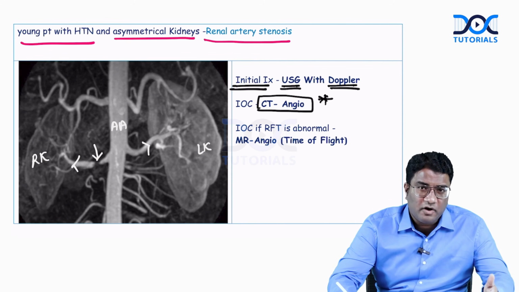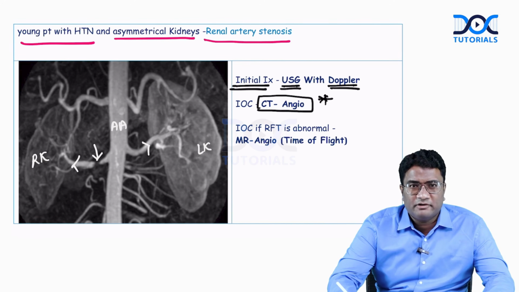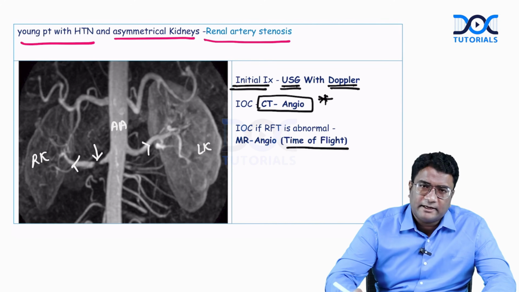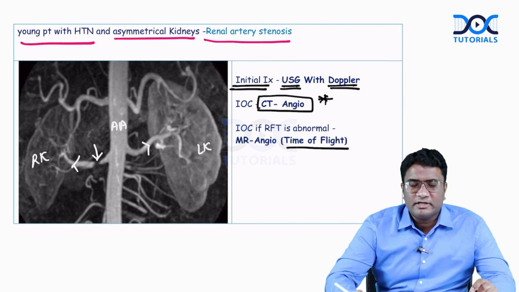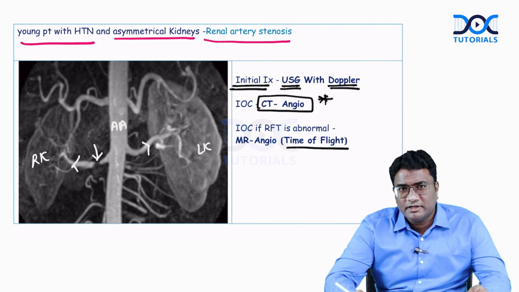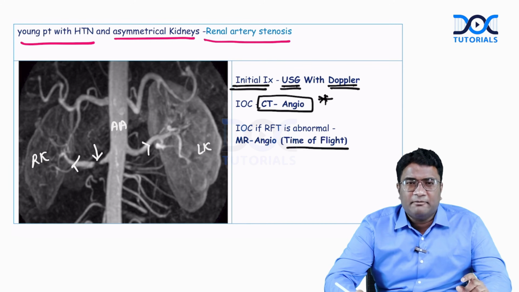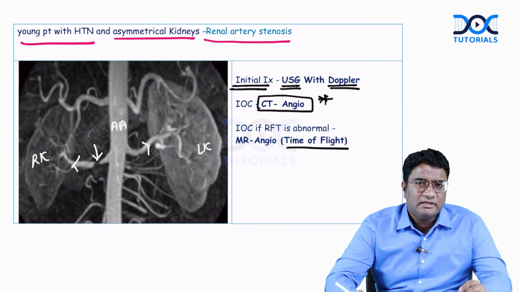No, you have risk of contrast-induced nephropathy. So whenever the serum creatinine is elevated or when there is abnormal renal function test, to look for the blood vessels, what do you go for? MR angiography without contrast. What do you call that? Time of flight technique. So what is the investigation of choice for renal artery stenosis if the renal function tests are abnormal? Time of flight technique, MR angiography with the time of flight.